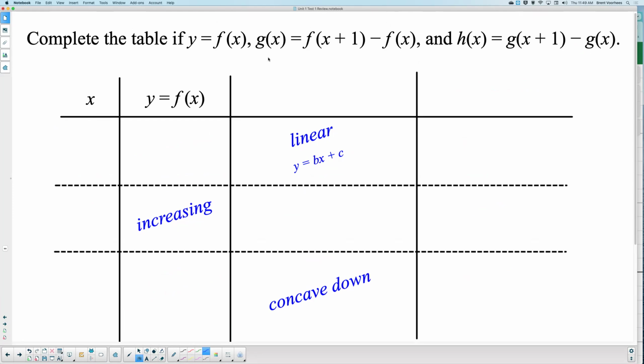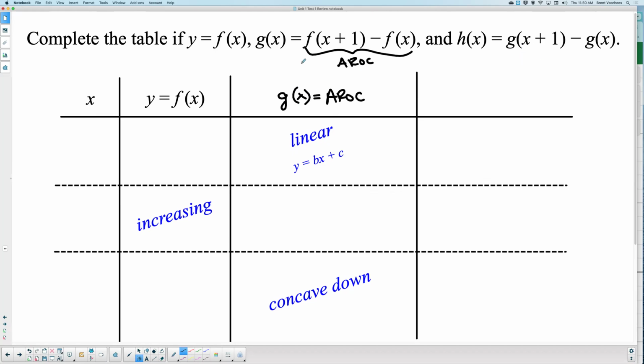Look up at the top. When you see g of x equals f of x plus 1 minus f of x, what is that telling you right there? That's a fancy way of saying the AROC. This right here is the average rate of change. So g of x is equal to the AROC.